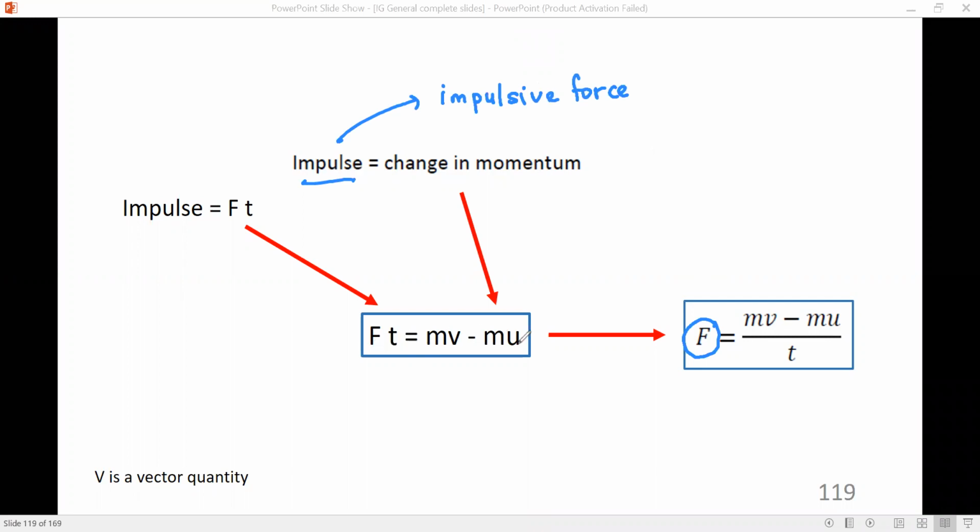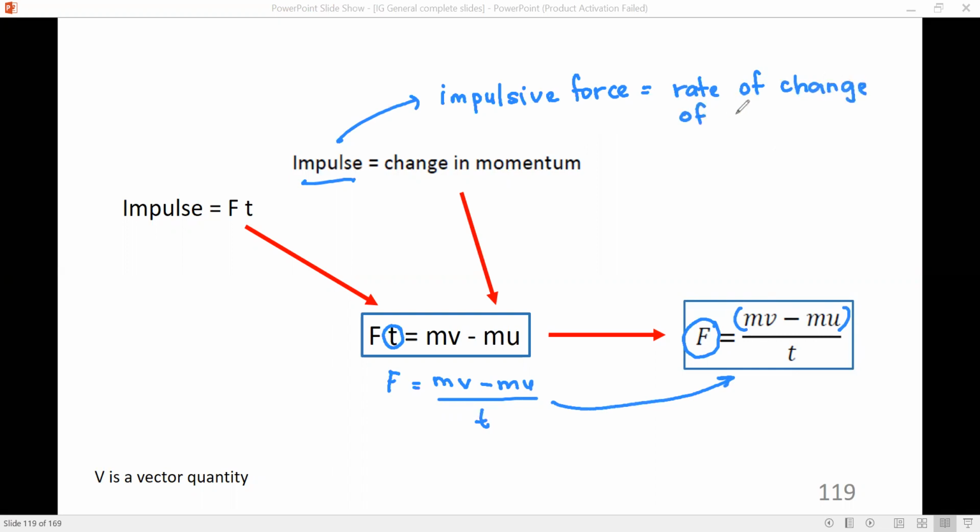Ft is equal to mv minus mu. So if we only want force, then we carry the t down here. So mv minus mu, you will divide with t. That is how we get the formula for impulsive force. Or basically, it is change in momentum over time, which is why the definition of impulsive force is rate of change of momentum.